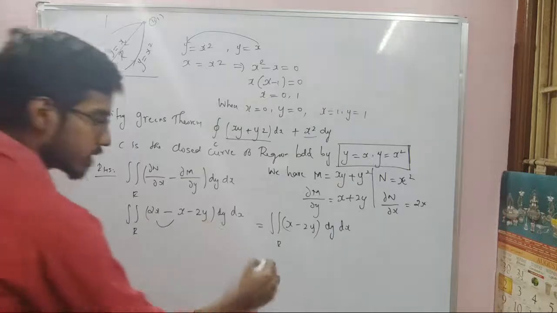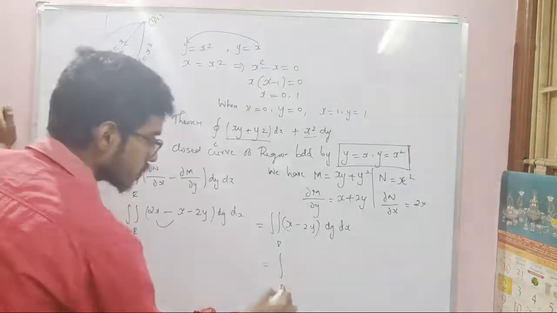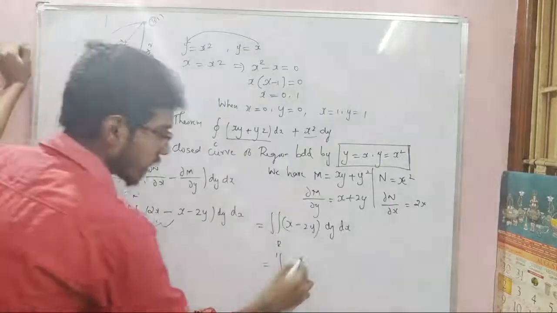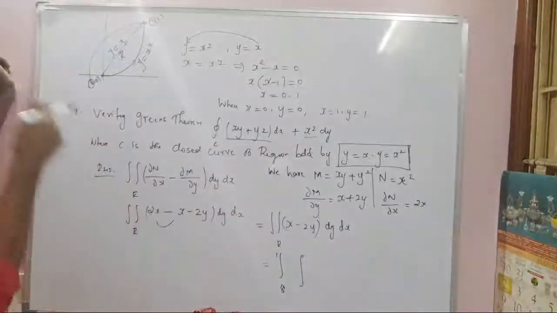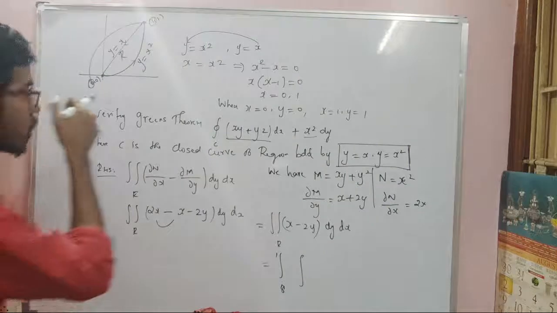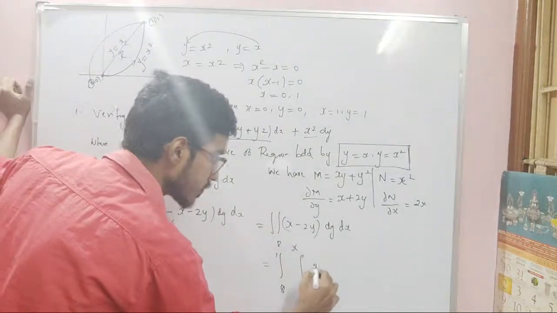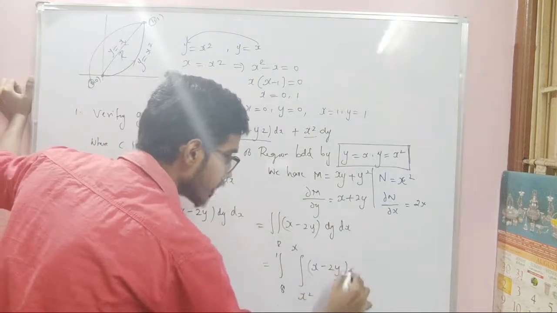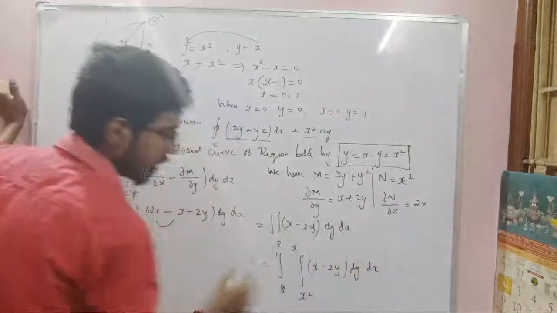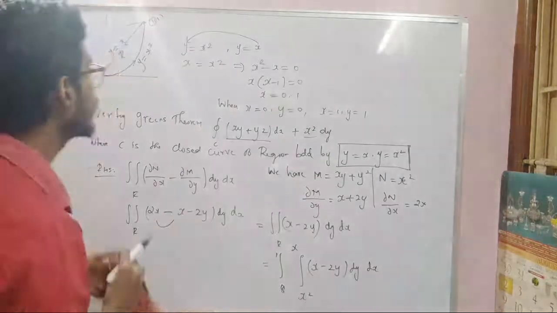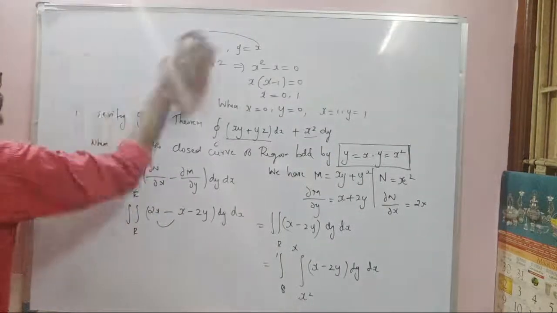So this integral will be, x will be from 0 to 1, right? And y has to be a function of x. When I defined Green's theorem, I said y has to be a function of x. So you can see x square to x. So x square to x of x minus 2y into dy dx. When you integrate this, you will get the RHS, and LHS is very easy. LHS is nothing but a line integral which we did for the last two classes.